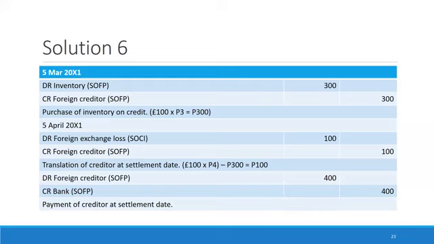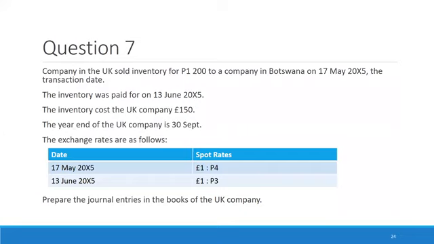So we've made a loss because in fact the exchange rate has deteriorated over time and now we have to pay more Pula to get to the same £100 that our UK company is expecting. So now that we've updated our foreign creditor, it's now sitting at the correct balance at 5th of April at 400 Pula. We now can settle the foreign creditor by debiting the creditor because we no longer have a liability and credit bank to reflect the payment and outflows of economic benefits.